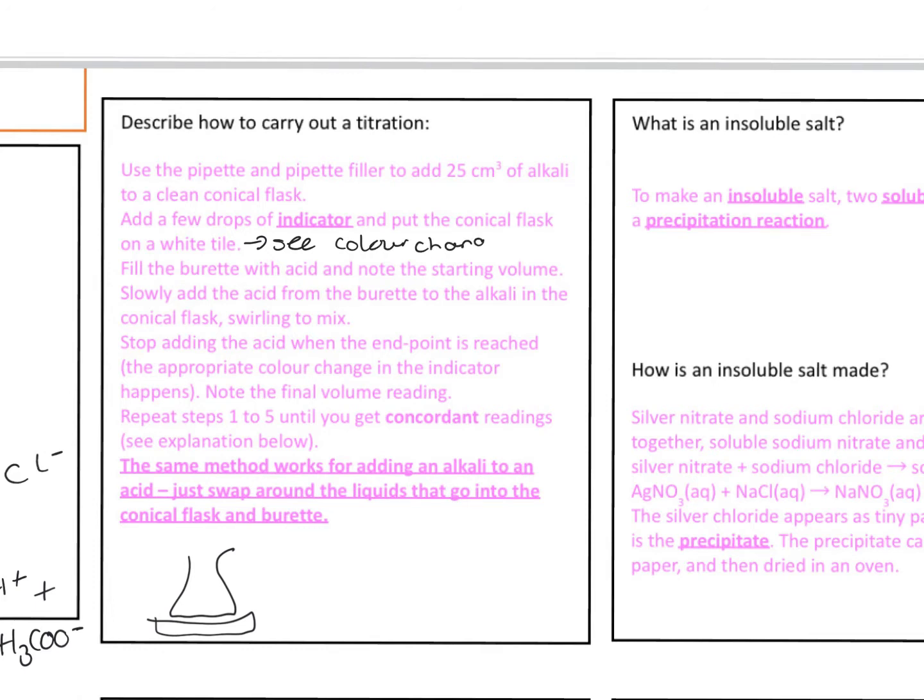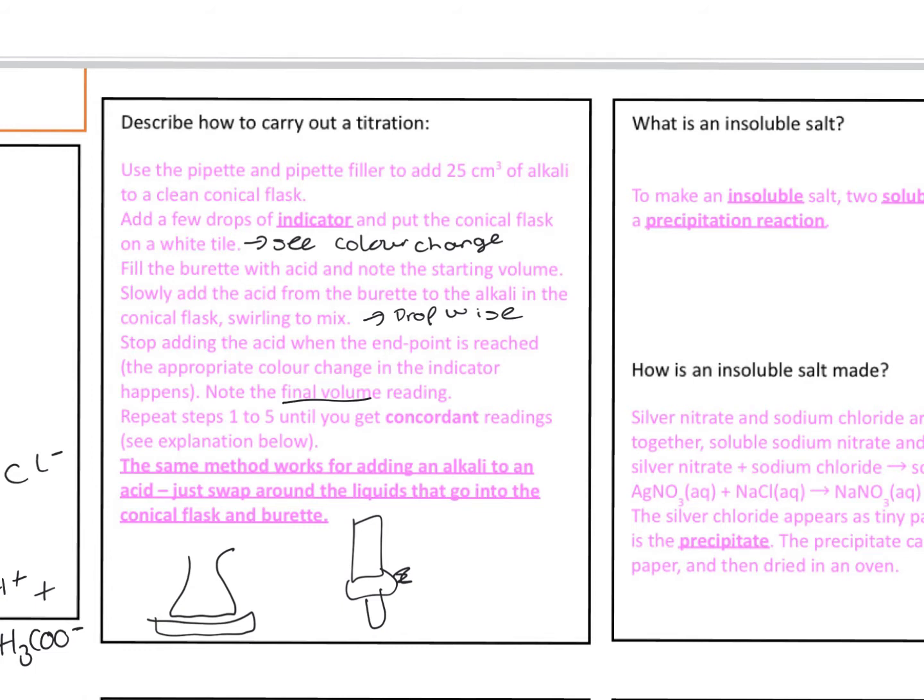Fill the burette with acid. Remember, a burette looks a bit like that. Fill it with acid, and then slowly, and we say drop-wise, so add it drop by drop, add the acid to the alkali. When the endpoint is reached, the appropriate colour change of the indicator happens, note the final volume. So you need to remember the final volume and the initial volume.